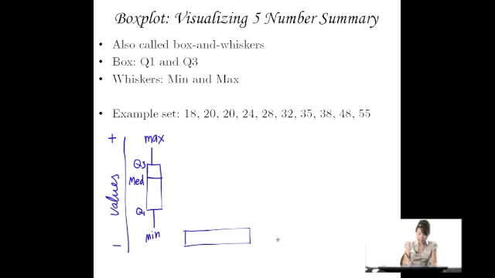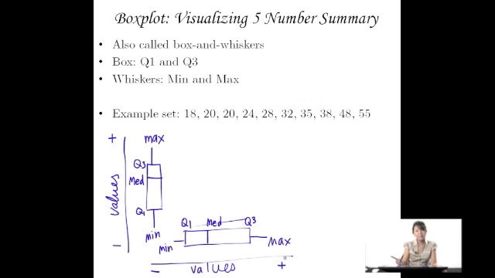Now, it could also be on its side like this, and in this case the values would go like this. Once again, you would have Q1, Q3, the median, the minimum, and the maximum. It doesn't matter whether it's on this axis or this axis, but what you do have to know is that the box should be in alignment with the values.